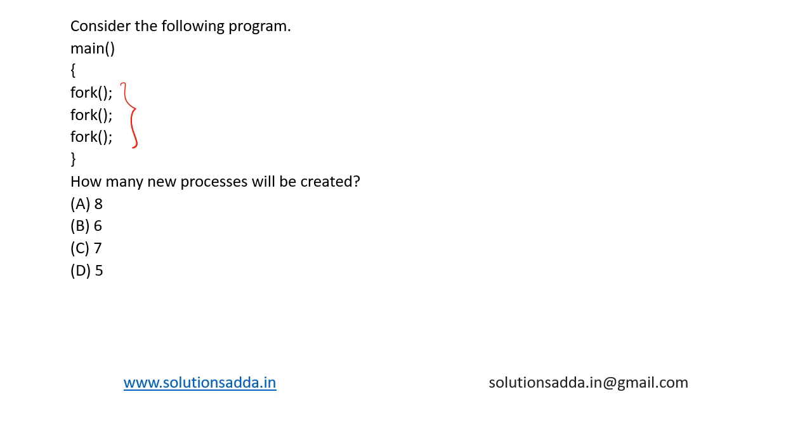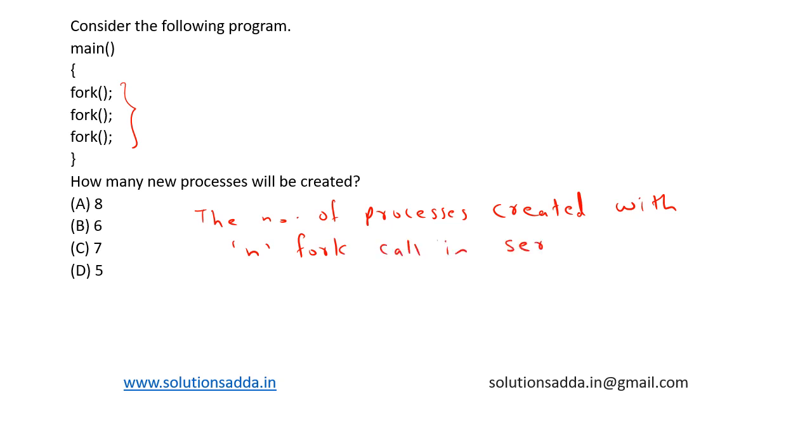So the number of processes created with n fork calls in series is equal to 2 to the power n, and the number of new processes created would be 2 to the power n minus 1.